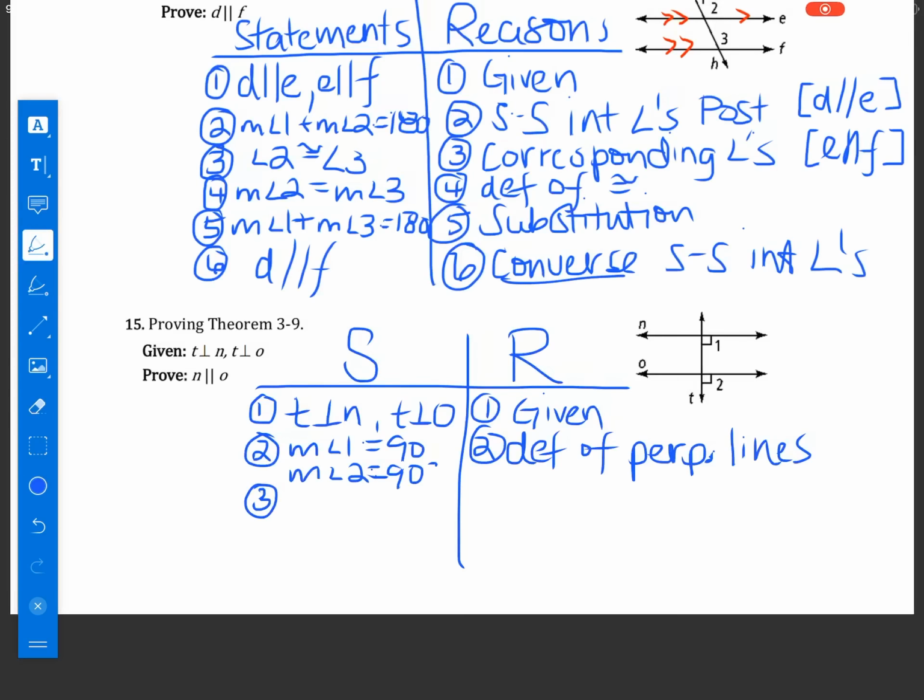So we have the measure of angle 1 equals 90, measure of angle 2 equals 90. Now because we can add some shortcuts, I'm going to say that angle 1 is congruent to angle 2. The reason why I can say that is a shortcut that's new to us. I know that right angles are congruent, and this is the right angles congruency theorem. So if 2 angles are right angles, then they are congruent.